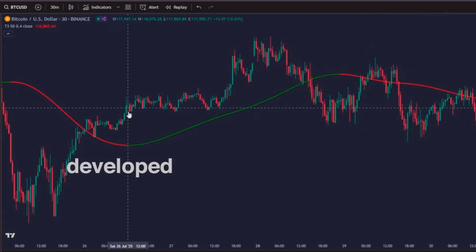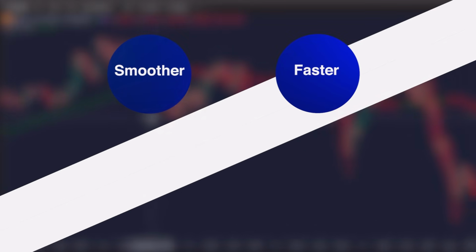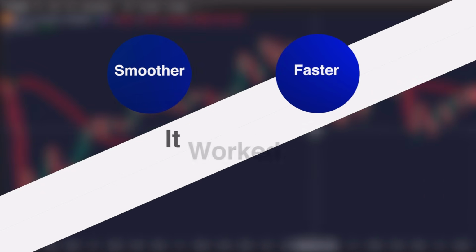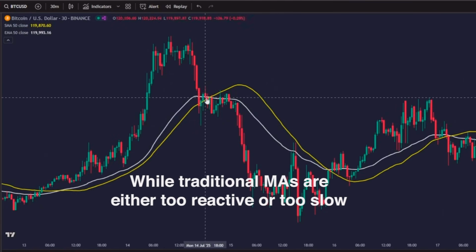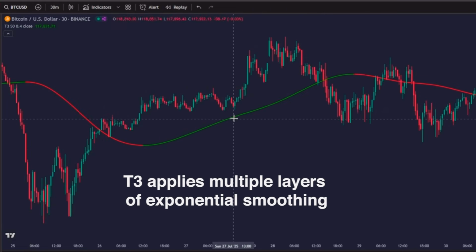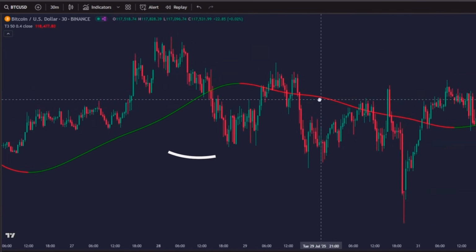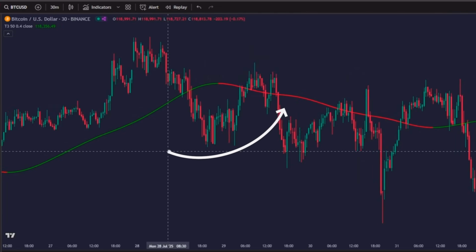The T3 was developed by Tim Tillson in the 90s with the goal to be smoother and faster than traditional moving averages, and it worked. While traditional MAs are either too reactive or too slow, the T3 applies multiple layers of exponential smoothing, producing a line that's both responsive and stable.